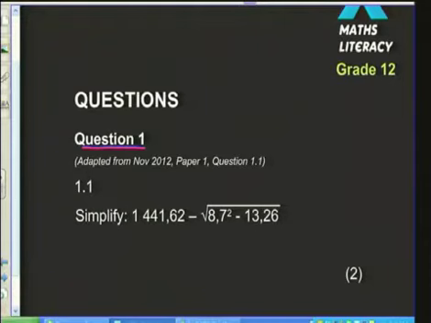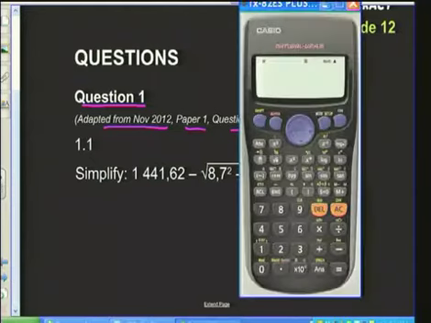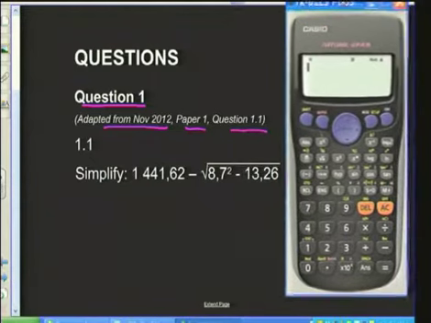So dealing with question 1, from the November 2012 paper 1, question 1.1. These are the kind of questions that you're going to get. We can guarantee that you will get something similar, and the question literally says simplify 1441,62 minus the square root. It looks complicated. It looks terrible. But you guys have got a calculator, and you're going to substitute this into your calculator exactly the way you see it. So let's get our calculator out, and we're going to do it exactly the same.